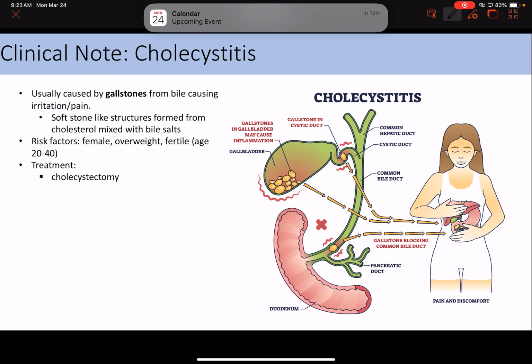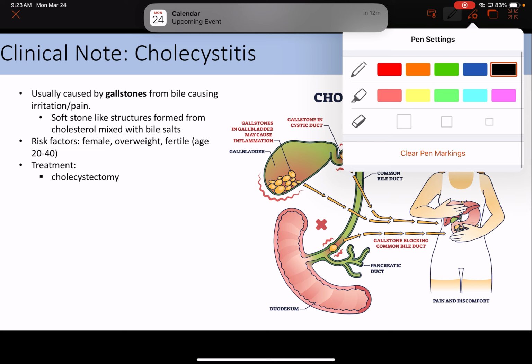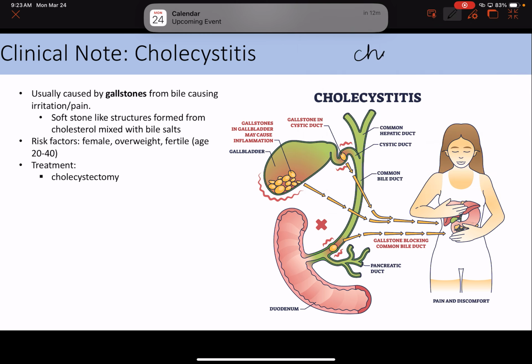Clinical note on cholecystitis. Cholecystitis is the inflammation of the gallbladder. The scientific name for the gallbladder is the cholecyst. Cholecystitis is usually caused by gallstones from bile causing irritation or pain. Gallstones are soft stone-like structures formed from cholesterol mixed with bile salts. This is usually caused by too much cholesterol or too few bile salts, and that allows the cholesterol to crystallize.